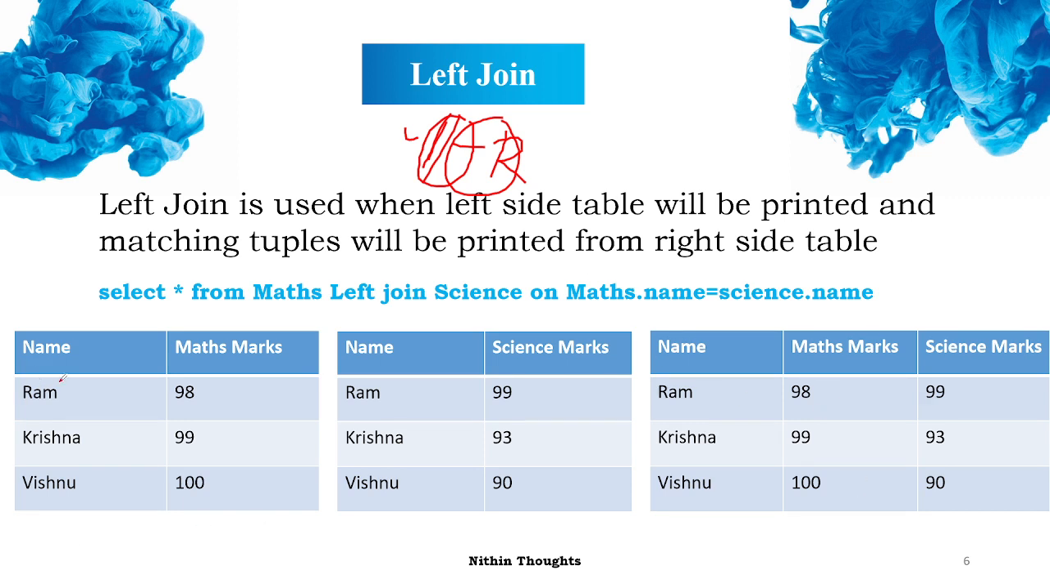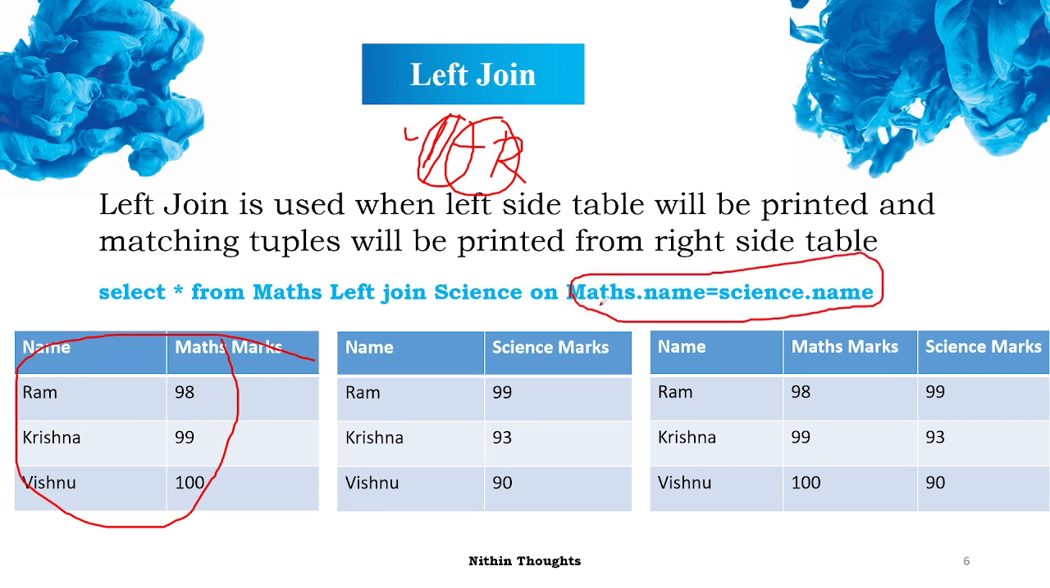Now if you look at the example here, the same example from the previous inner join: select from maths left join science on maths dot name is equal to science dot name. Initially, this entire table will be printed first. After that, what is the condition we have taken? The right table will be printed according to this condition. Whenever the value inside the name column in the maths table is equal to the value inside the name column in the science table, whenever both the values are equal, those particular fields will be printed from the right table also.